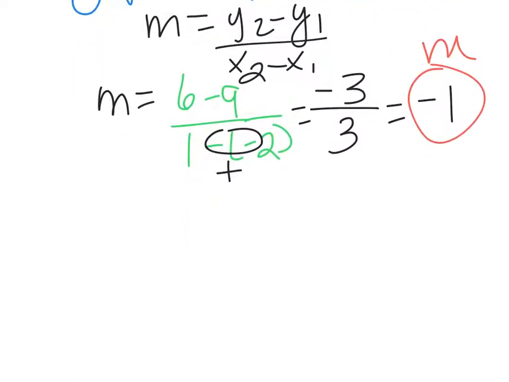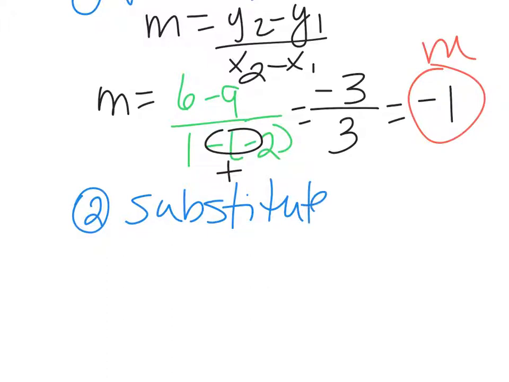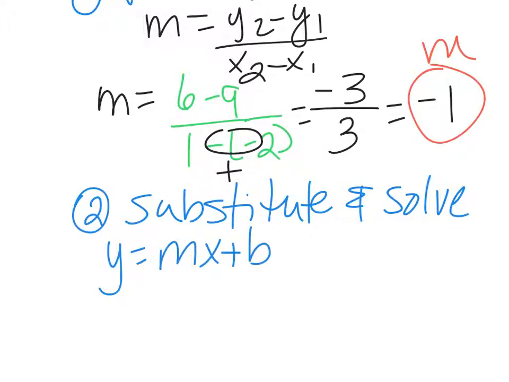Okay. So step 2. Step 2 is substitute and solve for b, because now we have, just like we did in the first example, slope, and we actually have 2 different ordered pairs, so we could pick whichever one we want. We have slope and an ordered pair. What we don't have is b. We don't know where that y-intercept is. So we're going to substitute and solve our slope-intercept formula for b, because that's what we don't know.